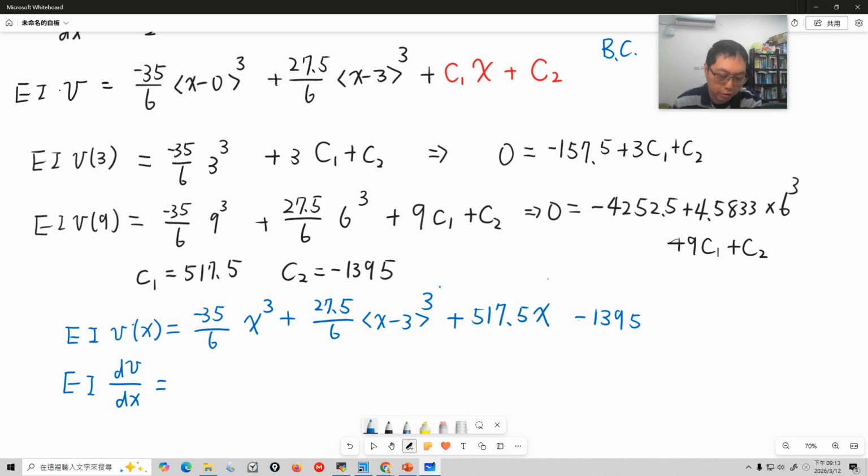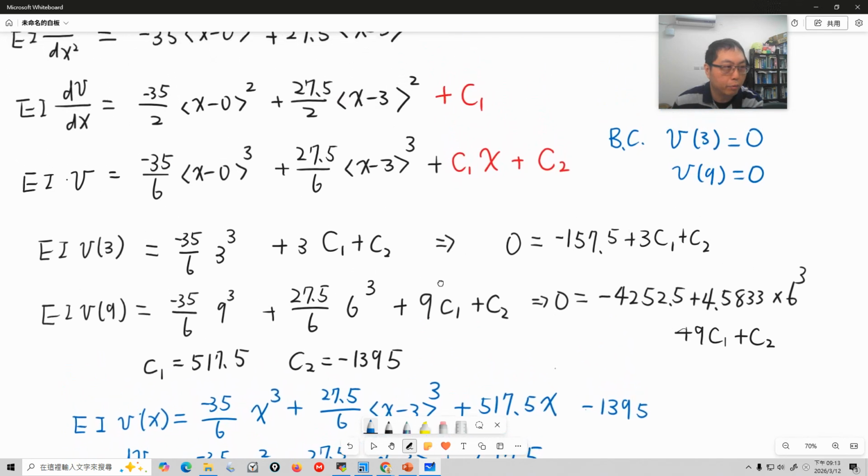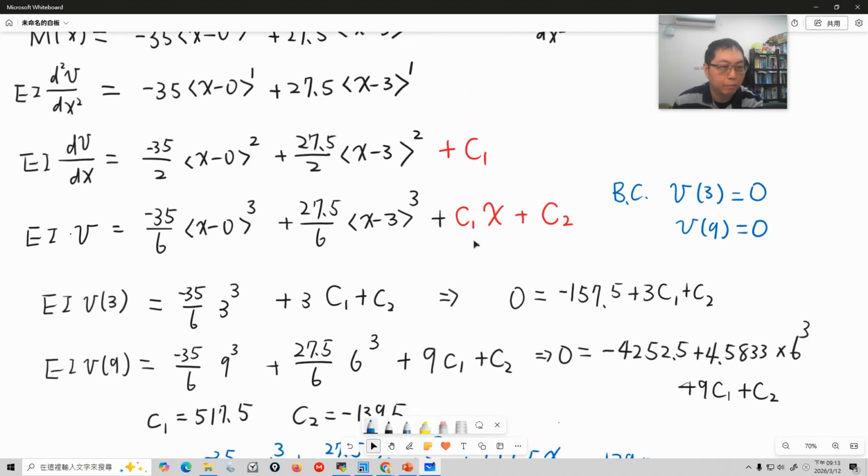It's minus 35 x squared plus 227.5 times (x minus 3) to the power 2, plus C1. Just put your C1 and C2 in there. It's very typical. After you obtain C1 and C2, put them in there. You have EI times v equal to blah, blah, blah. EI times the first derivative of the elastic curve equal to blah, blah, blah.